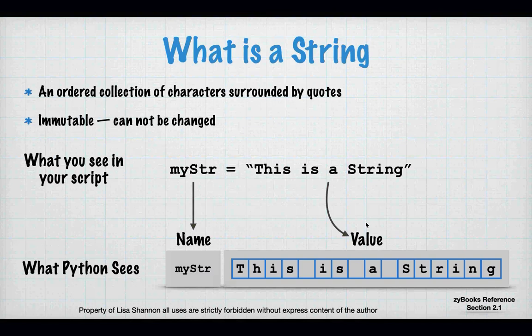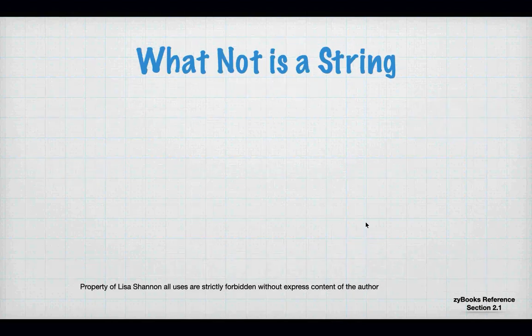So this is just how Python sees it. It is a series of characters in order. Okay, so here's a rule. For every open quote, you must have a closing quote of the same type. That's very important. A lot of people get messed up with strings because they don't realize that you have to open and close with the same quote, and you have to have opening and closing quotes.